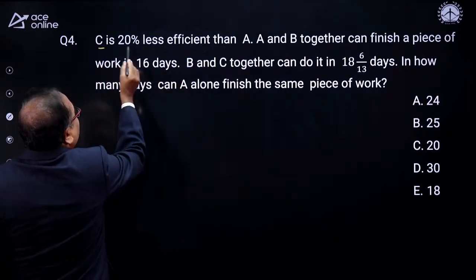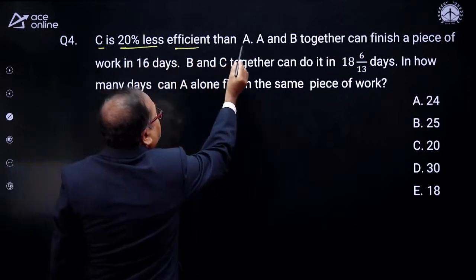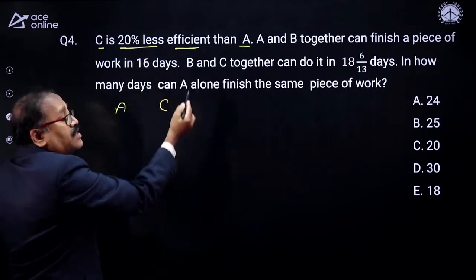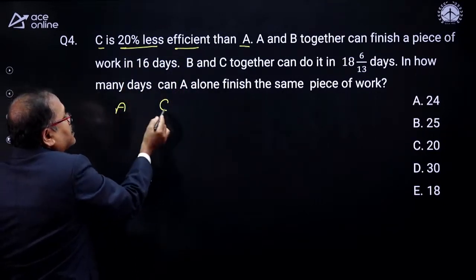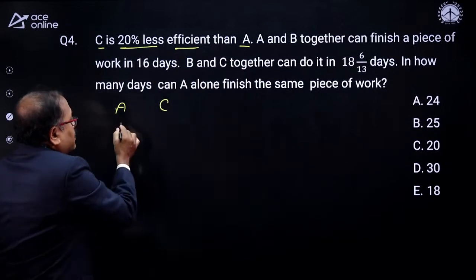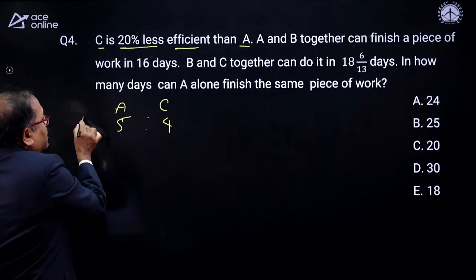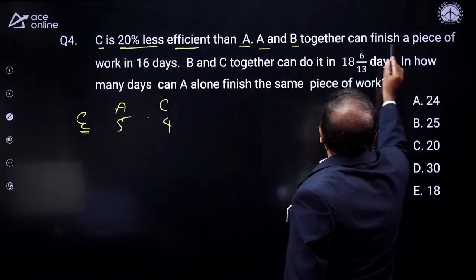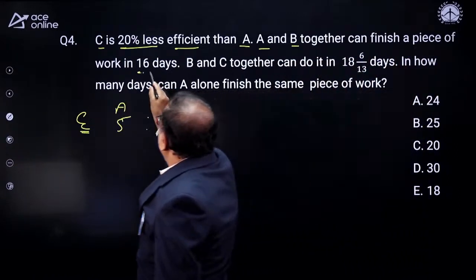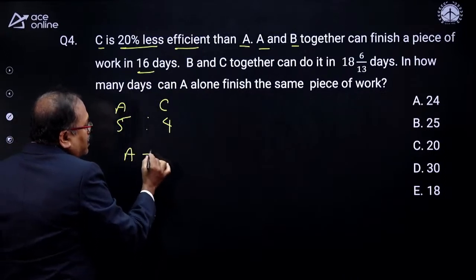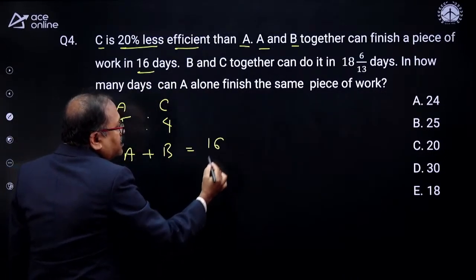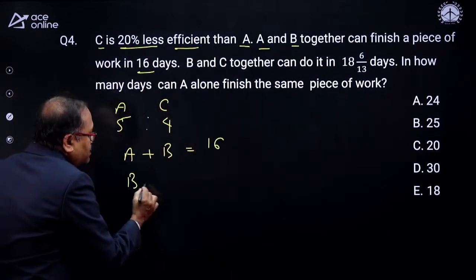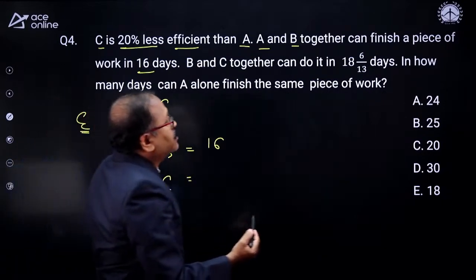Okay, C is 20% less efficient than A. That means if A is 100, C is 80. That means the ratio is 5:4. What is that ratio? Efficiency ratio. A and B together can finish a work in 16 days. One more piece of information: B and C together can complete the work. B and C can finish the work in how many days?